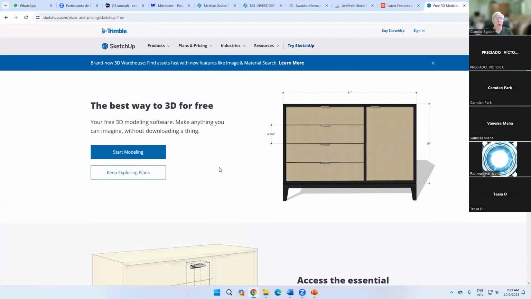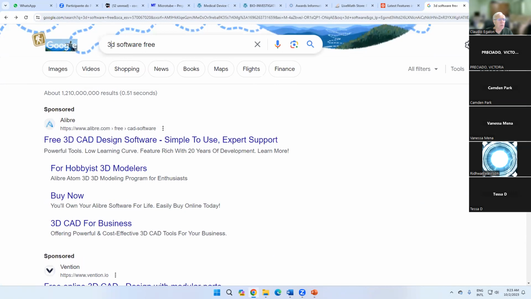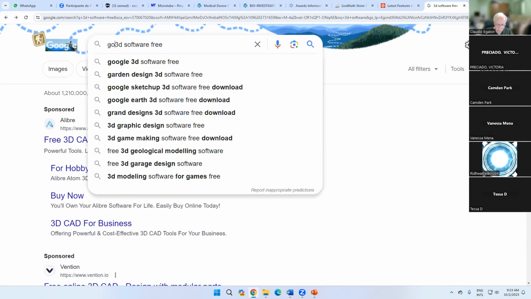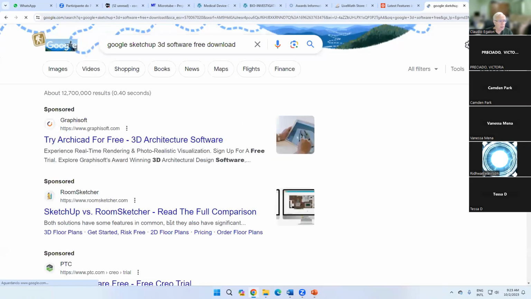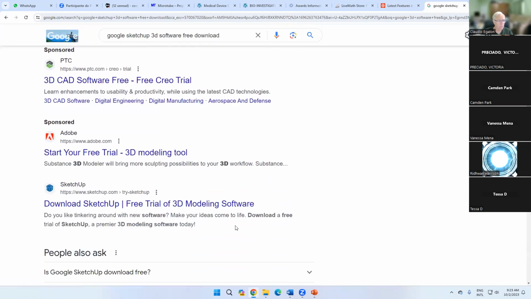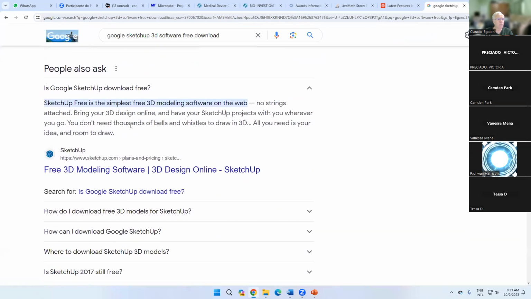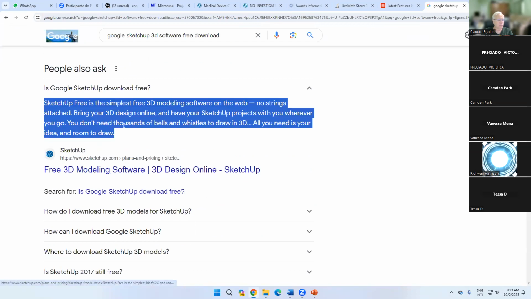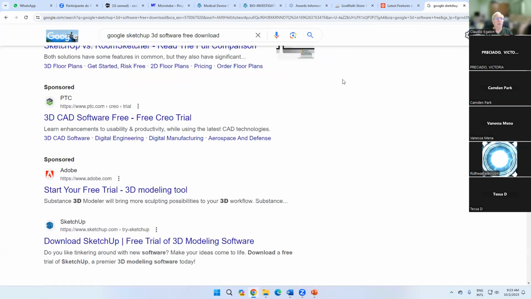So if they have this, you gotta look if they have the axis, right? X, Y, Z axis. And SketchUp and Google SketchUp, this software, free download. Yeah, it's a Google software. Download free, SketchUp free. It's the simplest free 3D modeling software on the web. No strings attached, right? I also started looking into that too, but then I gave up because it's just difficult for me to learn.